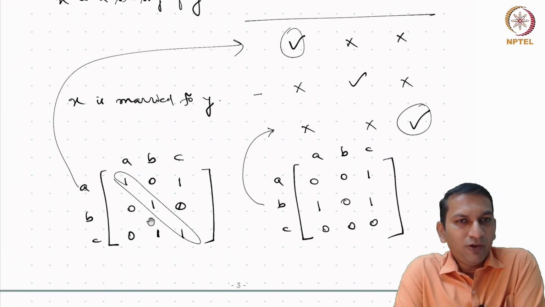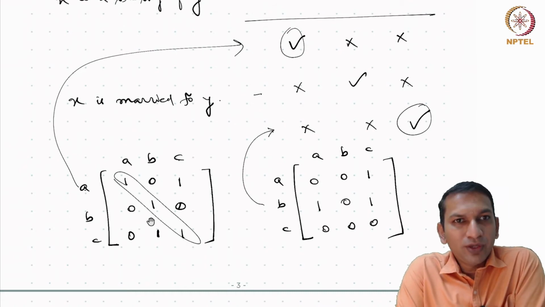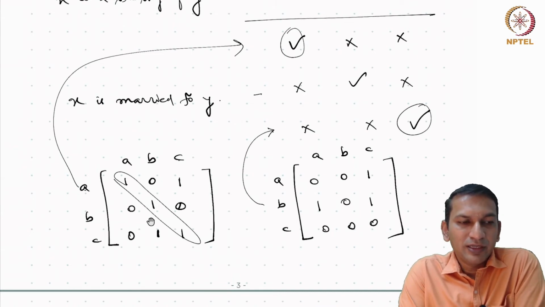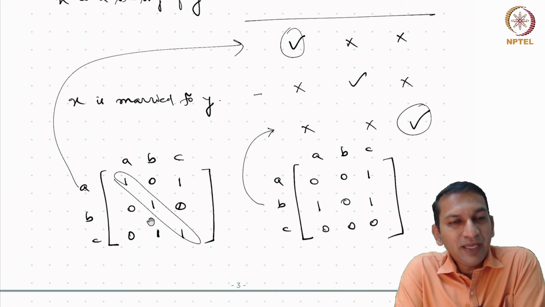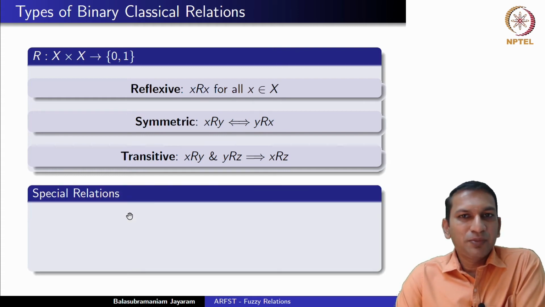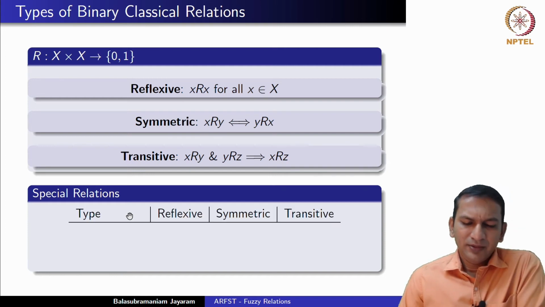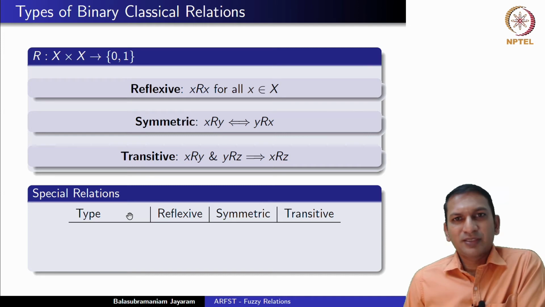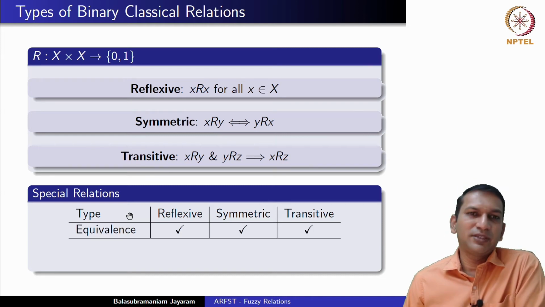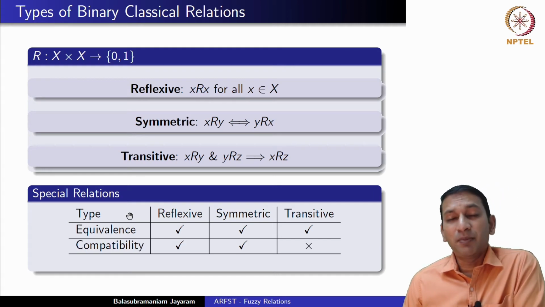So as you can see, often we may not be able to come up with a very simple, easy to explain relationship, but when you actually construct or get some relations, they may satisfy one or more of these properties. Based on these 3 properties, we can classify binary relations themselves. If a relation is reflexive, symmetric and transitive, we know it's an equivalence relation. If it is only reflexive and symmetric, it is called a compatibility relation.